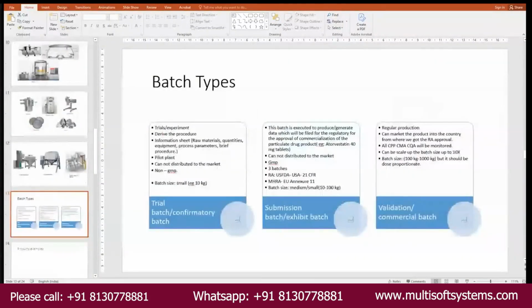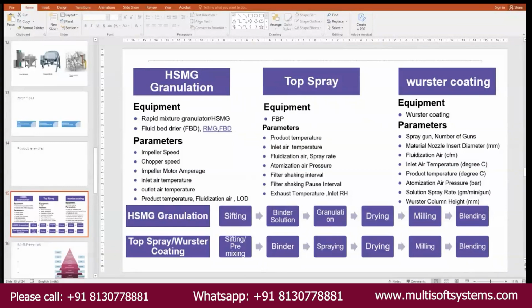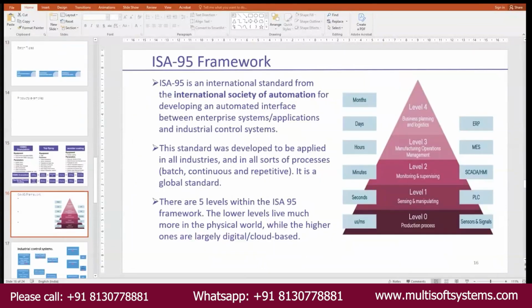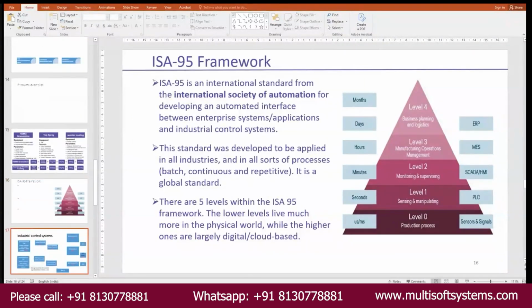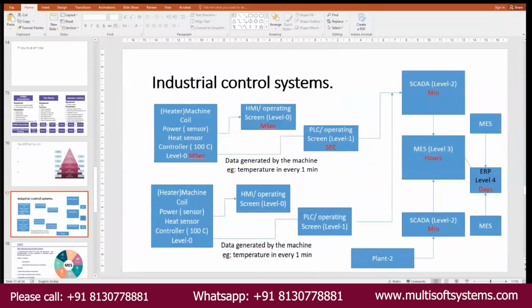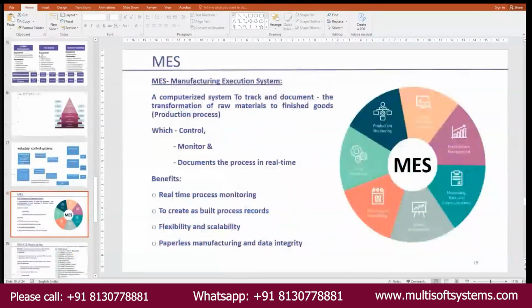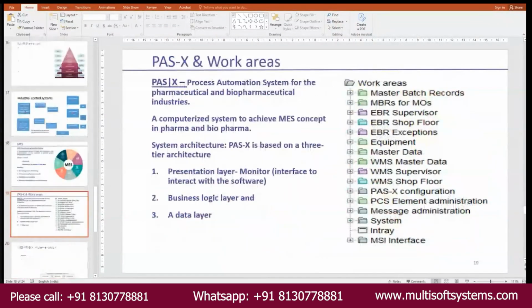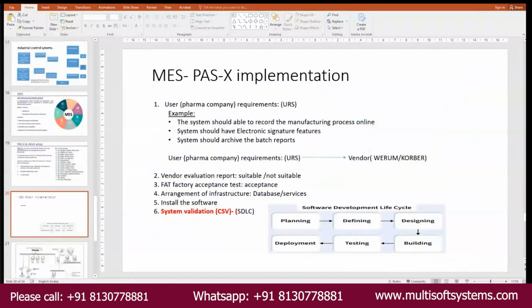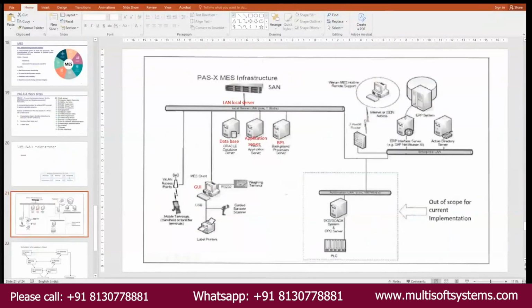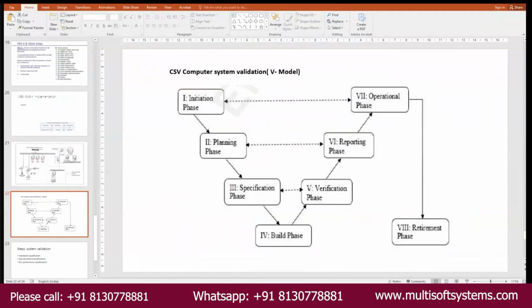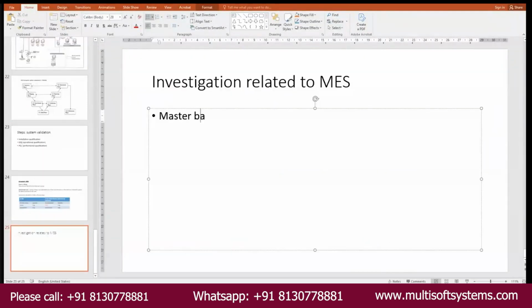And these are the batch types. What is the confirmatory and substitution advantage? This is the granulation, and this is the ISA 95 framework, which is also very important. Next, what is MES and what is PAS-X and what are the work areas? And the implementation, how we are going to implement it, what is the infrastructure, and MBR.